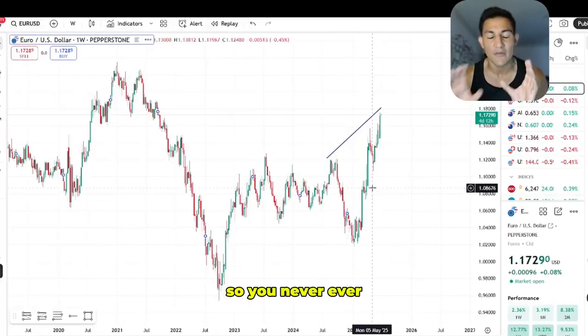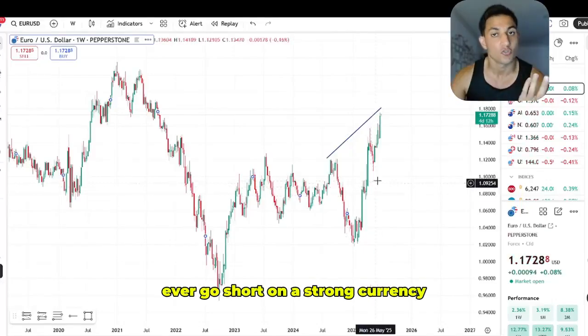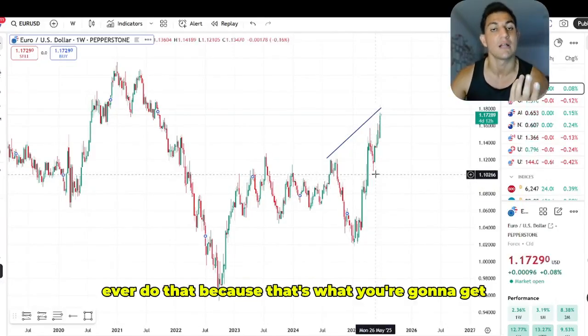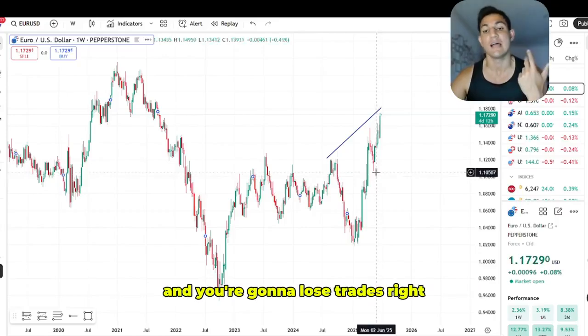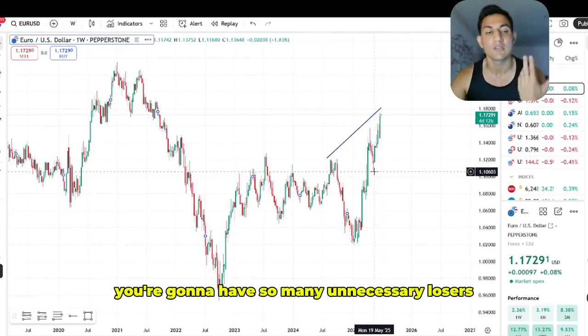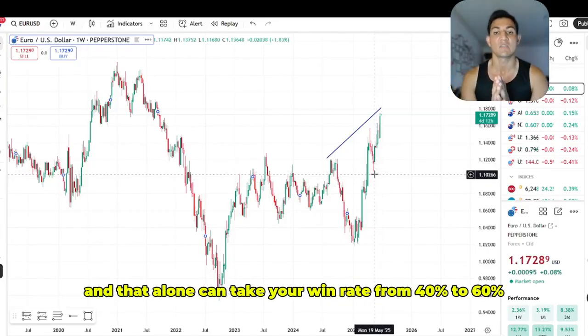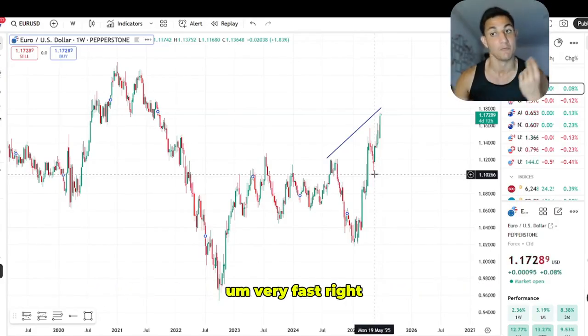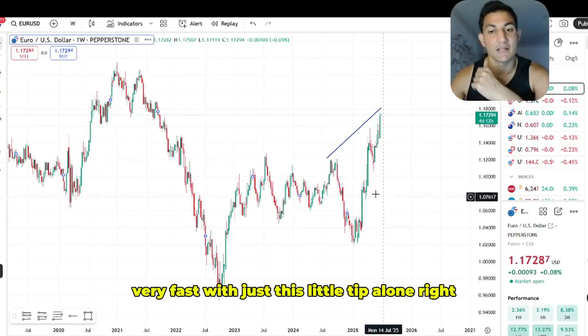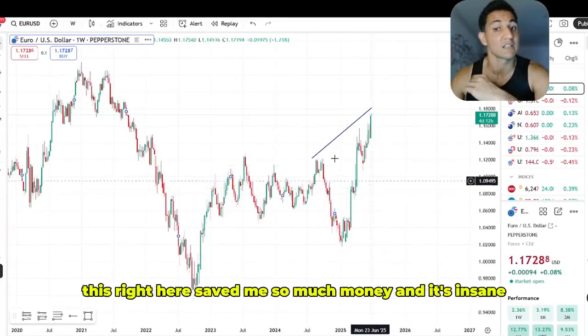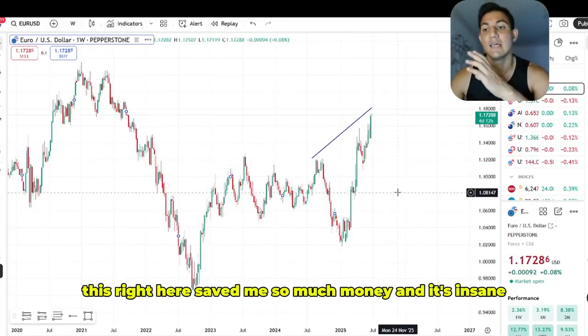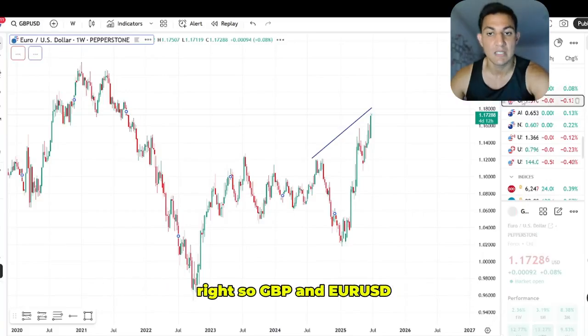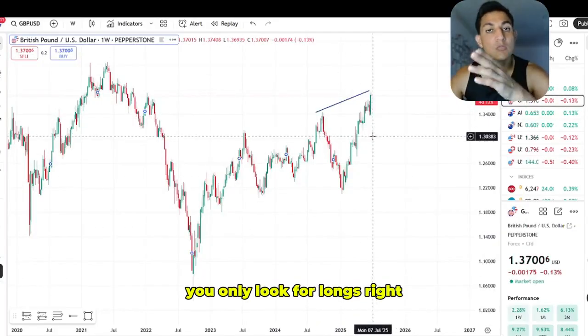So you never, ever, ever go short on a strong currency. You never do that, because that's what you're going to get. You're going to get choppy trades, and you're going to lose trades, right? You're going to have so many unnecessary losers, and that alone can take your win rate from 40% to 60%, right? And that right there can make you a millionaire very fast, right? You can make money very, very fast with just this little tip alone, right? This right here saved me so much money. It's insane, right?